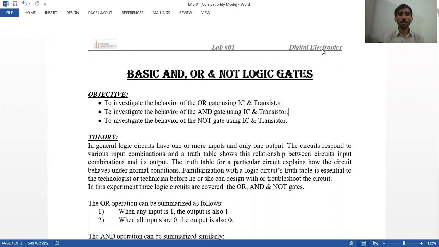I'm going to tell you how to investigate the behavior of the OR gate using IC and transistor, the behavior of the AND gate using IC and transistor, and the behavior of the NOT gate using IC and transistor. I'm also going to tell you about the basic AND, OR, NOT logic gates, their symbols, and some theory about OR, AND, and NOT gates.